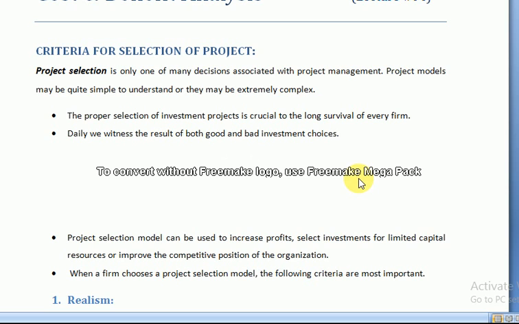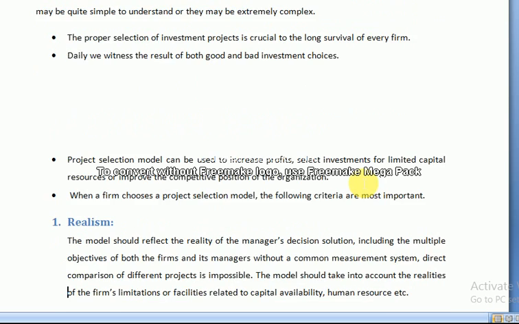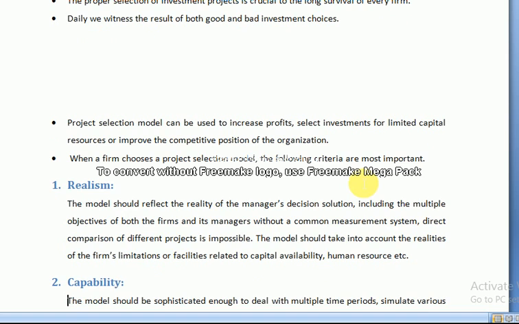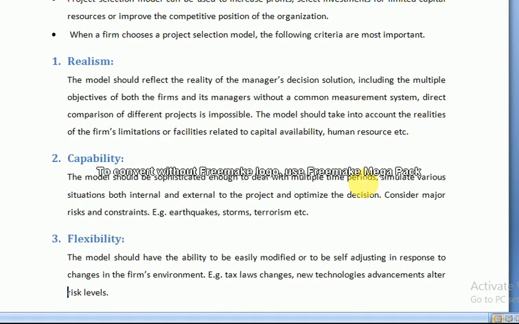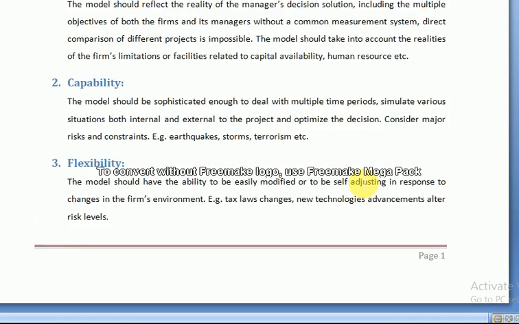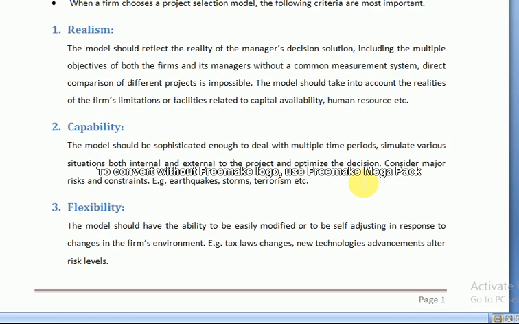Now we will proceed. Look, we have some objectives here in the project selection model. If we now have the project selection model, in that model we will have these objectives or these main points. First one is the realism concept.